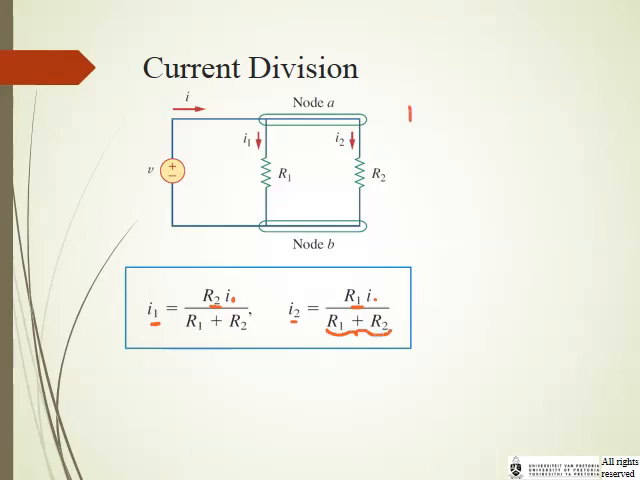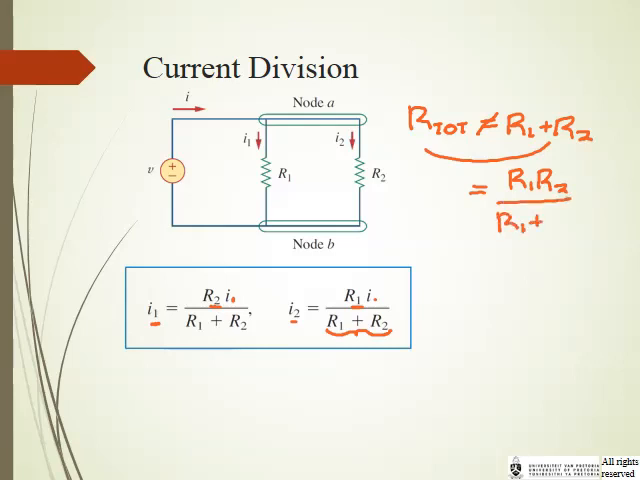Very important, remember, for this circuit R total does not equal R1 plus R2. Why not? Because the equation R1 plus R2 means a series connection. What we have here is a parallel equation. So what does the source see? The source sees two parallel resistors, and the combined resistance of those two in parallel is R1 R2 divided by the sum of R1 plus R2.